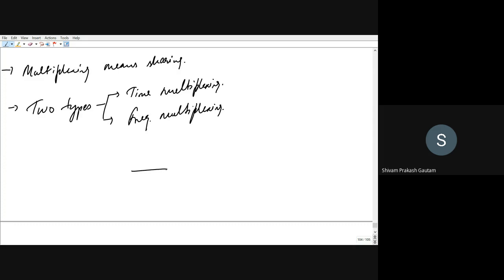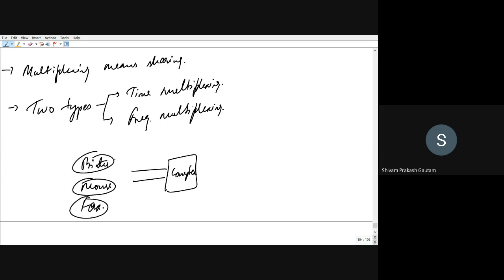At any time, only one device is using the line. Suppose you have the bus which is connected to your computer, as we were discussing. If you have a printer, mouse, or any other machines like a fax connected to this computer, then at a time only one device can access this whole bus, right? So this is an example of time multiplexing, since each device is given a specific time to use the line. In frequency multiplexing, several devices share a common line by transmitting at different frequencies.